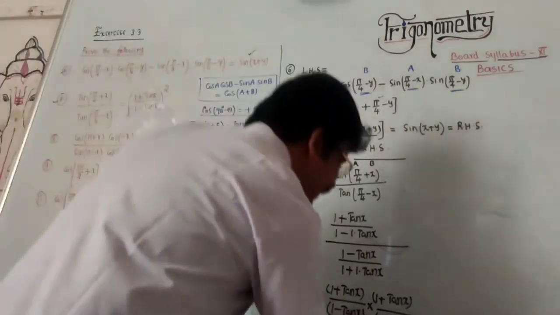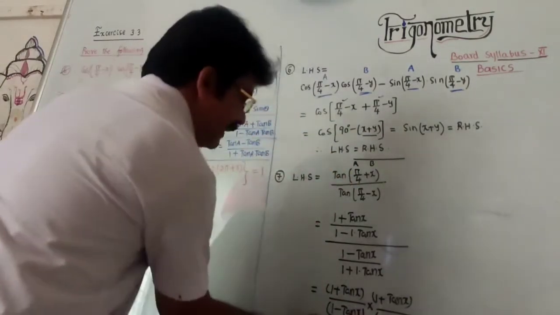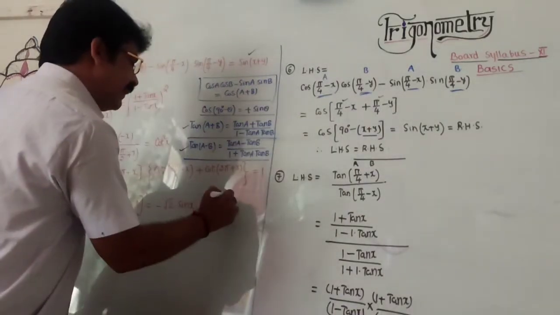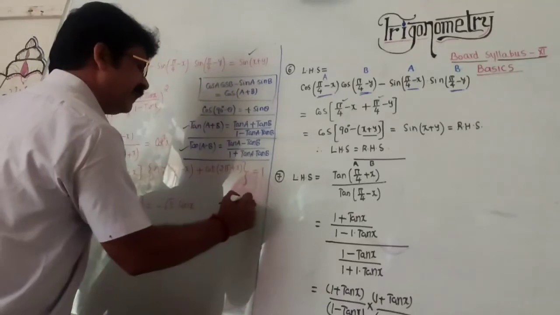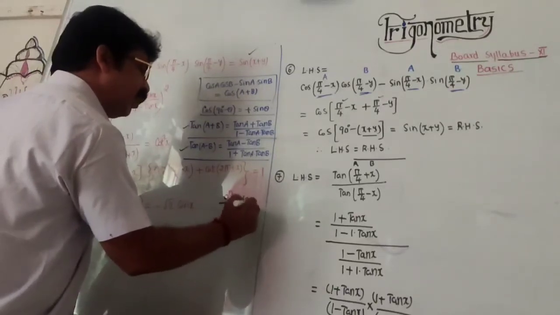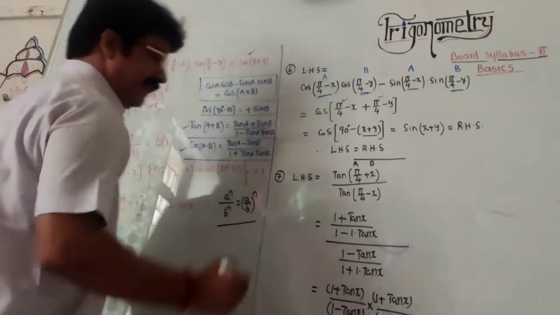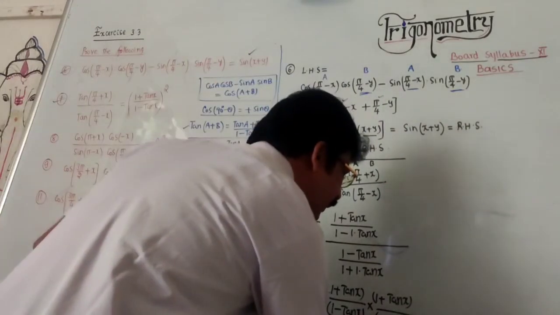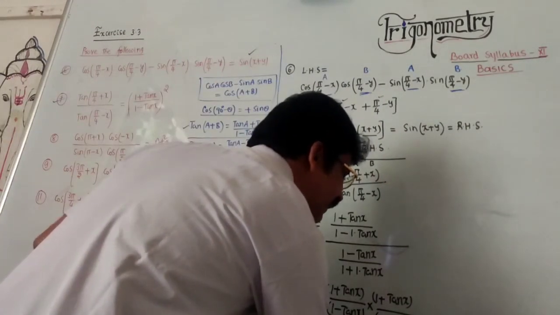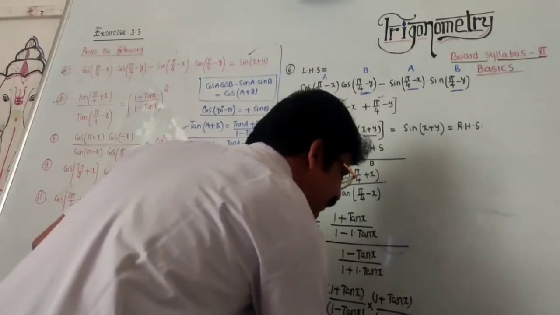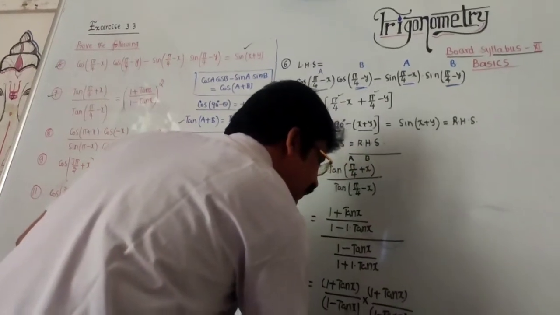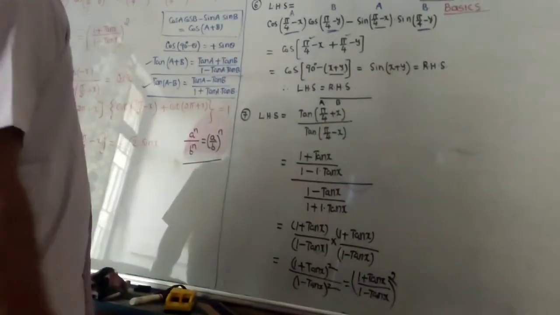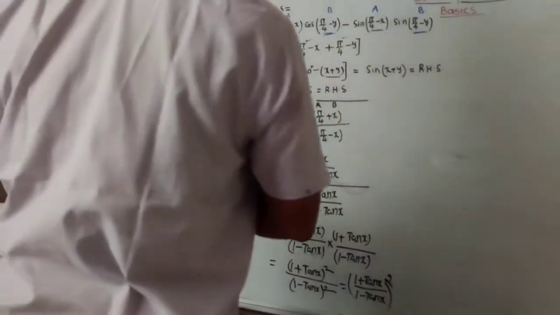So this is nothing but a square by b square. Actually a to the power of n divided by b to the power of n is equal to (a/b) whole to the power of n. We can write like that. So therefore it is ((1 + tan x) divided by (1 - tan x)) whole square. Right. Next question.